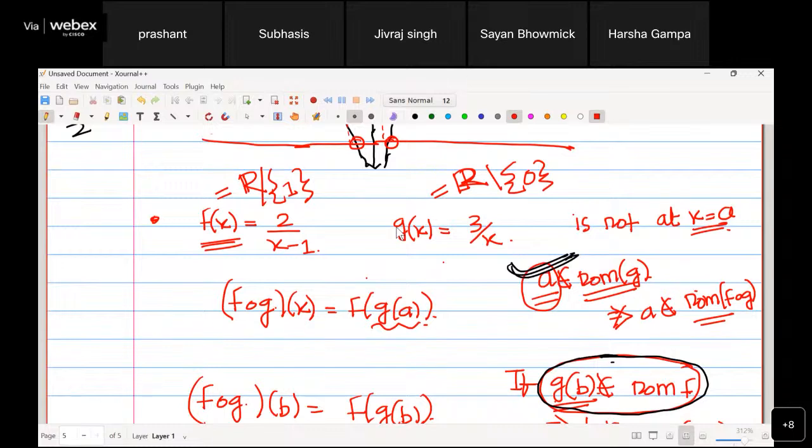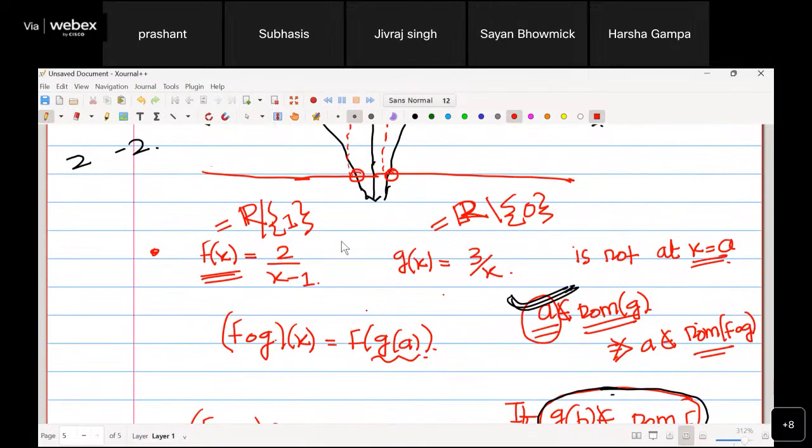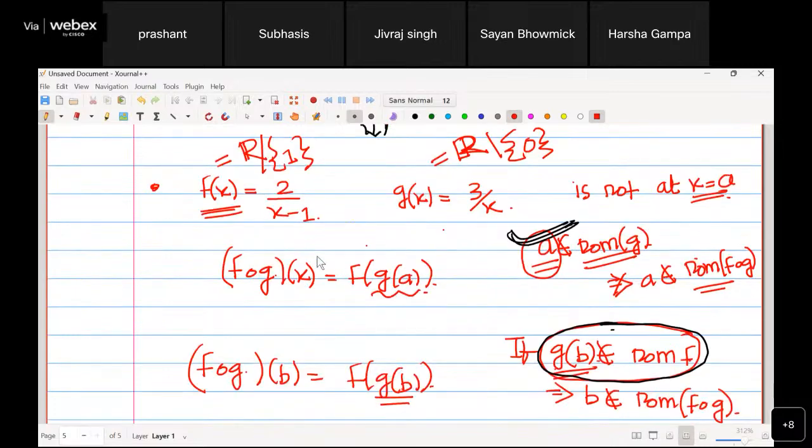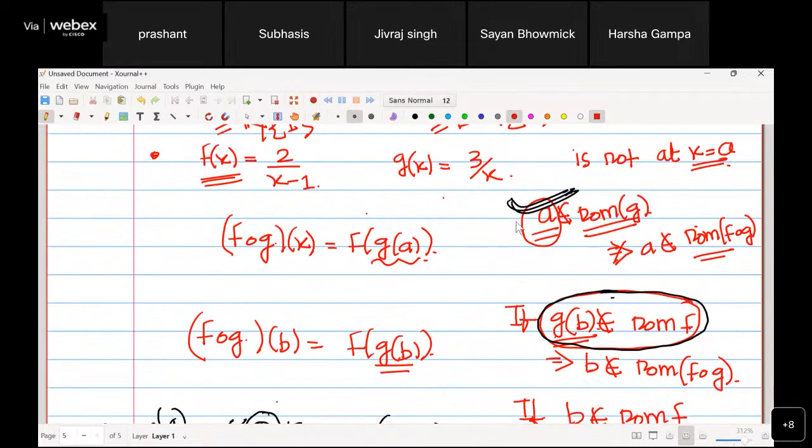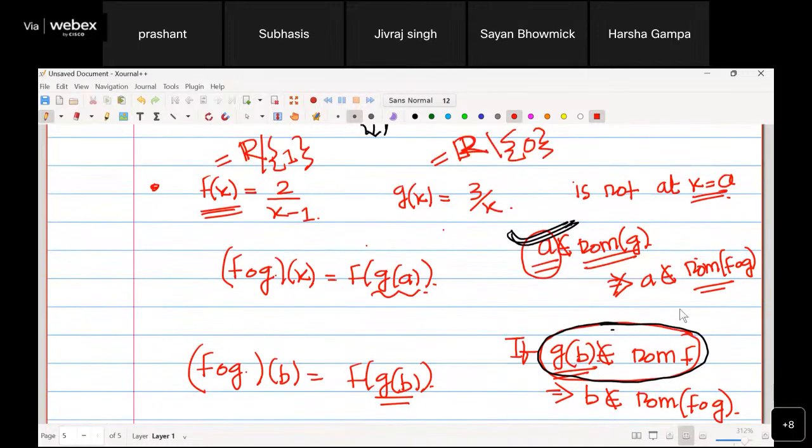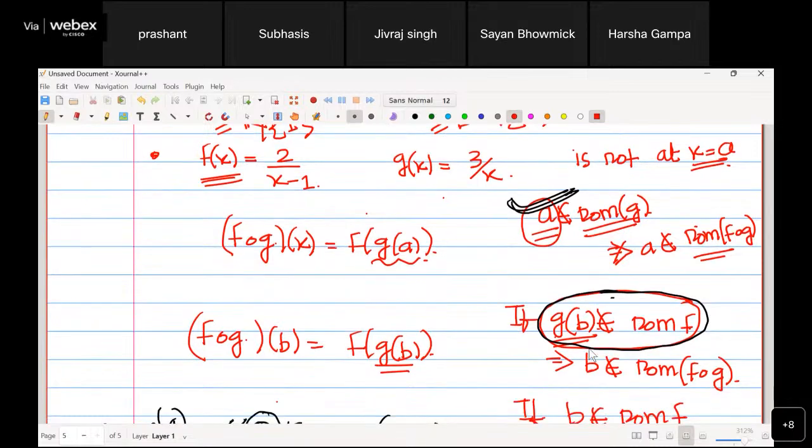So again, the thing is, he has written these are the things that must be excluded. So I'll suggest you try to go with the example: try to exclude all the points which are not in the domain of g, try to exclude all the points which are not in the domain of f, as well as all the points which are not in the domain of g.